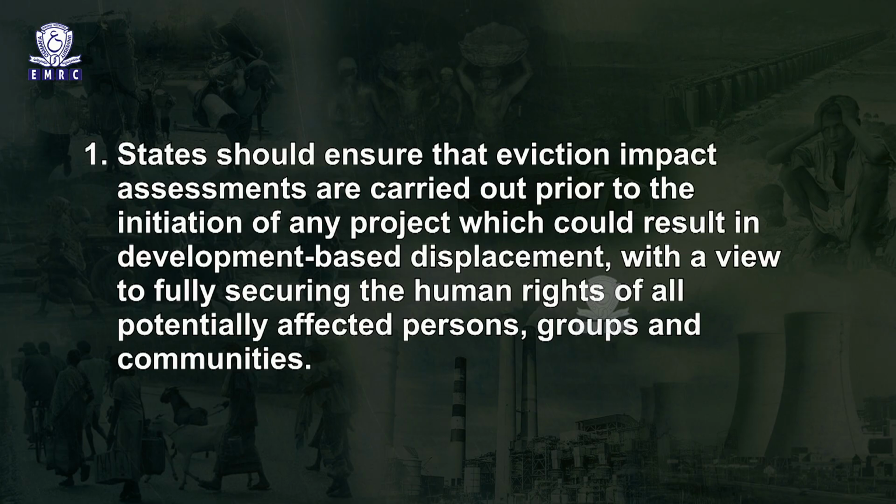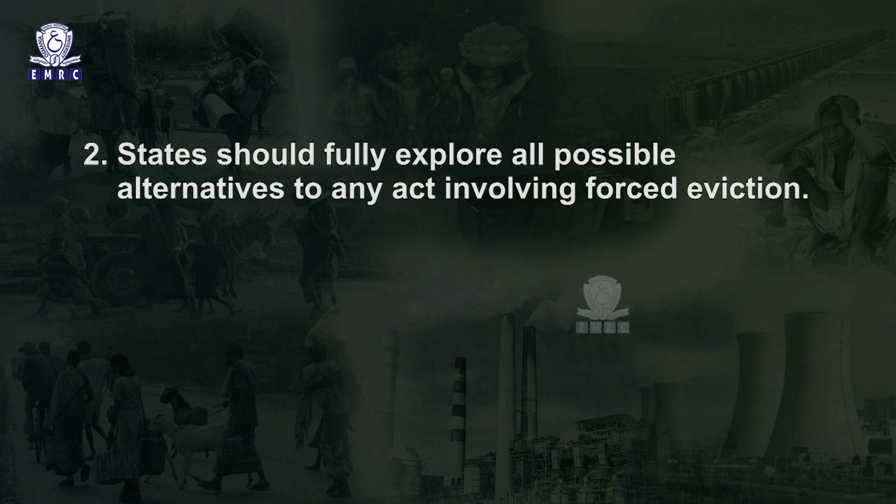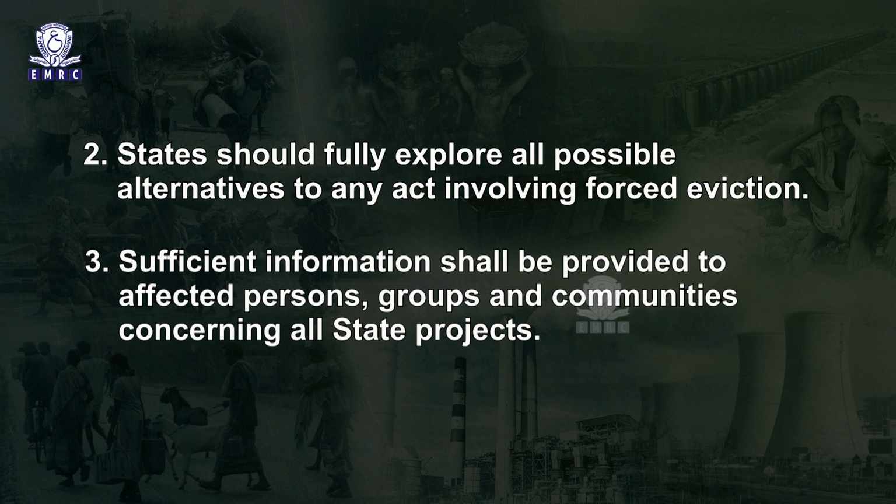Firstly, states should ensure that eviction impact assessments are carried out prior to the initiation of projects which could result in development-based displacement, with a view to fully securing the human rights of all potentially affected persons, groups and communities. Secondly, states should fully explore all possible alternatives to any act involving forced eviction. Thirdly, sufficient information shall be provided to affected persons, groups and communities concerning all state projects.